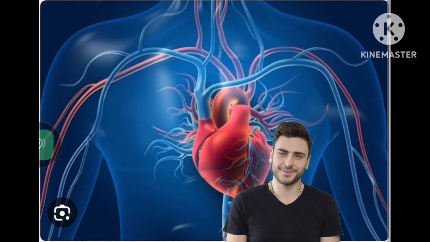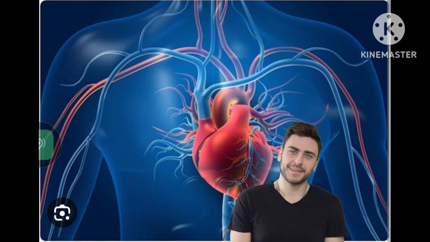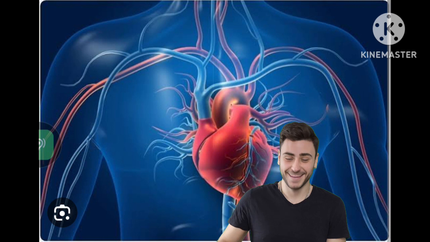The heart is a muscular organ responsible for pumping blood throughout the body. It is located in the chest, slightly left of the center. The structure of the heart can be described in terms of its chambers, valves, and major blood vessels.